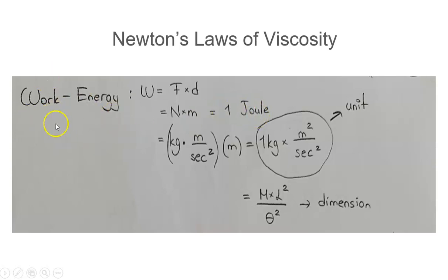Okay, the unit of work done or energy can be equal to joule, and it can also be equal to Newton meters, as you can see here. From the unit of force that we initially obtained, this can give us kilogram meters per second squared multiplied by meters, and that eventually gives us kilogram meters squared per second squared. So this gives us the unit of energy, and this gives us the dimension of energy.